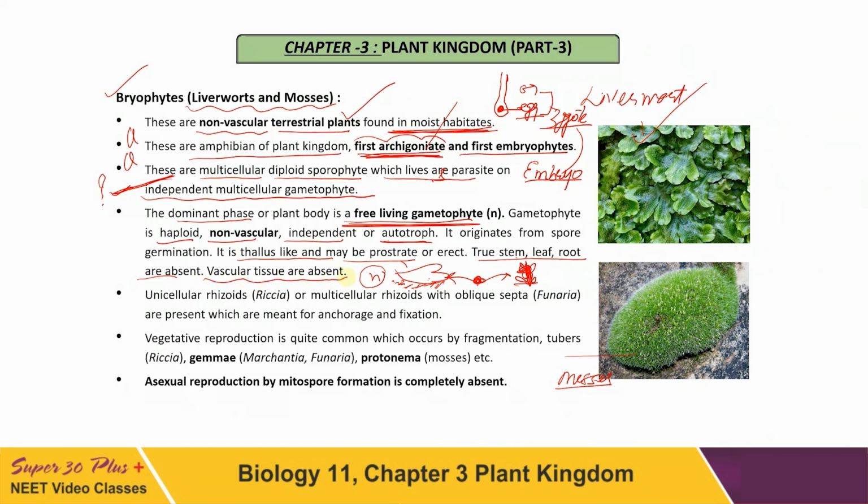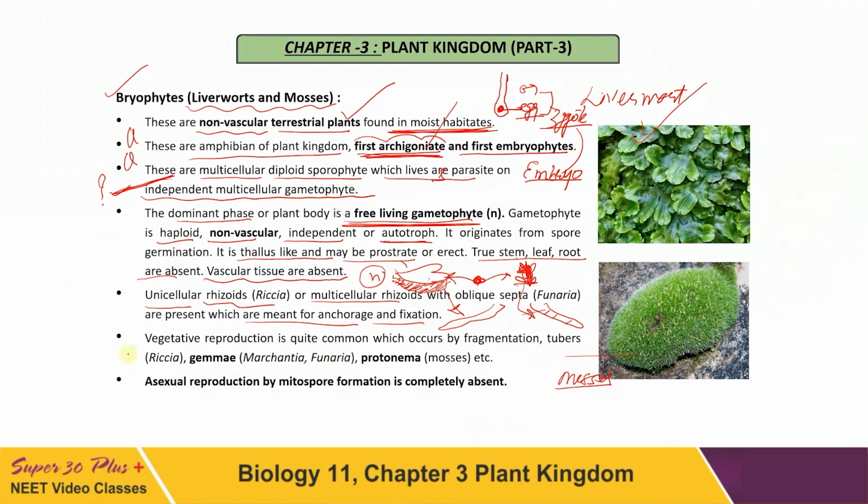Roots are absent here, but the function of the root is done by rhizoids. Rhizoids, you are seeing, are found on the under surface, on the ventral side of this structure, and they remain attached to the soil, absorbing water and minerals. Rhizoids may be unicellular, made up of only one cell like this, or multicellular, made up of so many cells. Usually in mosses, these rhizoids are multicellular, and in these thalloid structures, they are unicellular. They help in fixation and absorption of water and minerals.